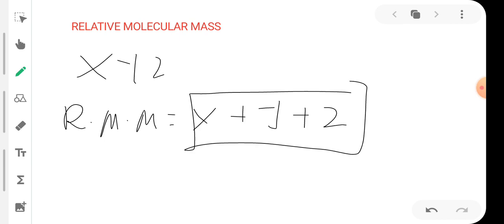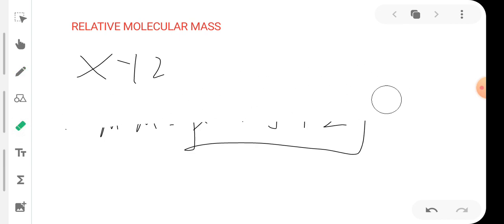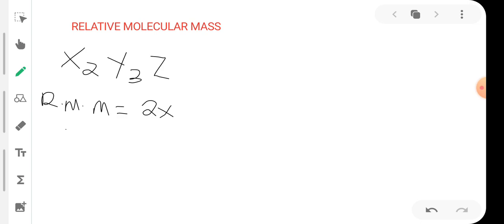Now this depends on the number of atoms of that element that is present there. Let's say I have this compound X2Y3Z. This is my compound. So my relative molecular mass will be equal to 2 times the mass of X plus 3 times the mass of Y plus 1 times the mass of Z, because Z is just 1 there.